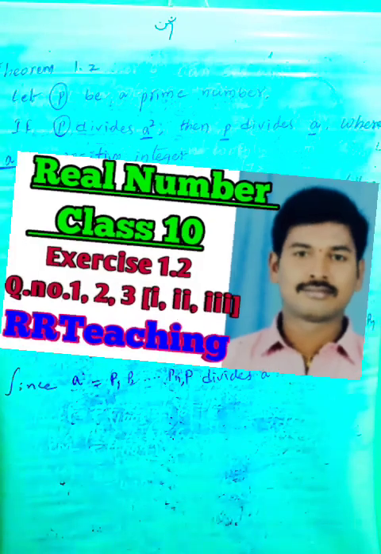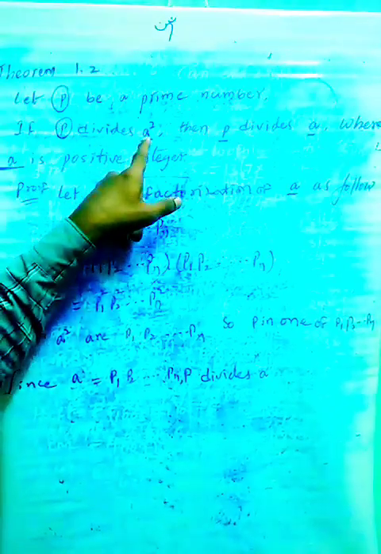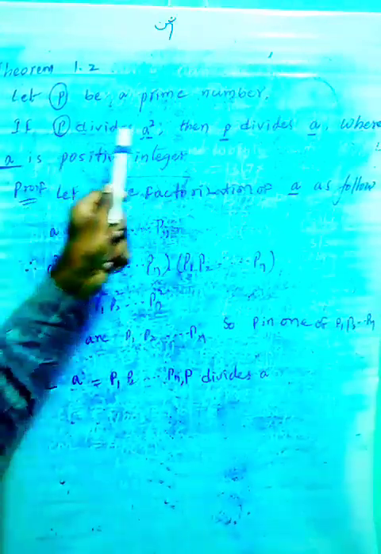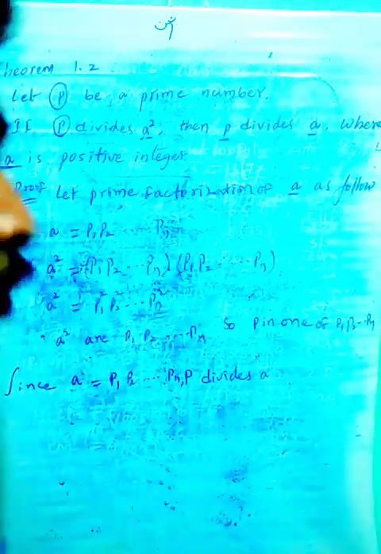First of all, Theorem 1.2 says what is given here. Let p be a prime number. If p divides a square, then p also divides a, where a is a positive integer.